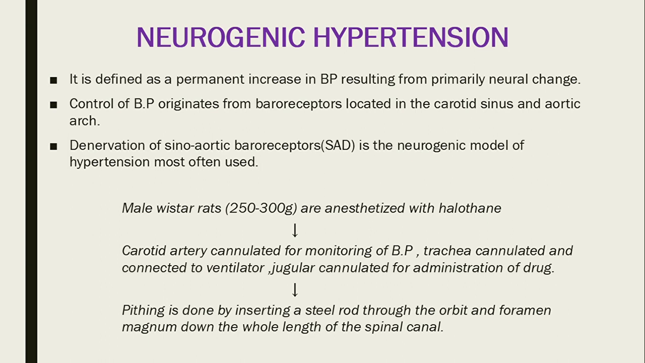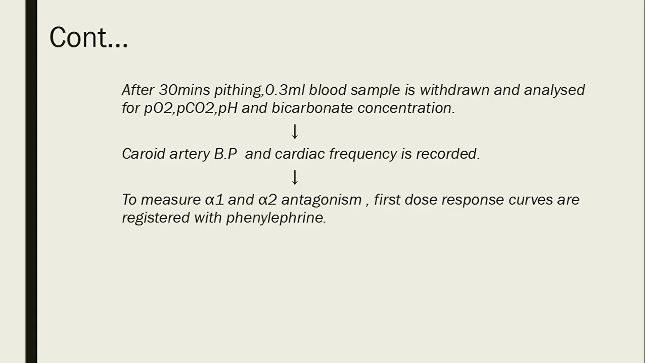Then pithing is done by inserting a steel rod through the orbit and foramen magnum down the whole length of the spinal canal. Then after 30 minutes of pithing, a 0.3 ml blood sample is withdrawn and analyzed for partial O2 (PO2), PCO2, pH and bicarbonate concentration. Then carotid artery BP and cardiac frequency are recorded. To measure alpha 1 and alpha 2 antagonism, fast dose response curves are registered with phenylephrine.